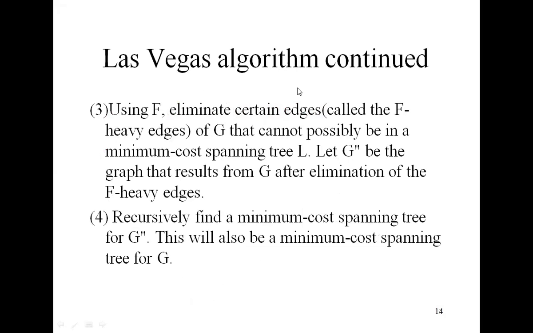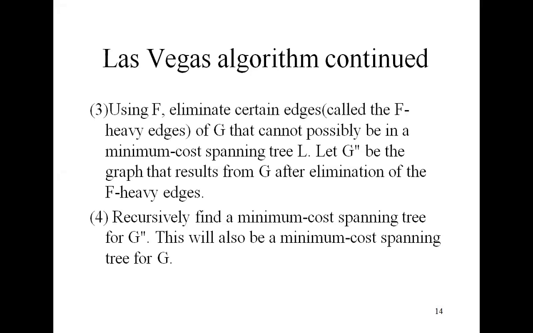In the third step of the Las Vegas algorithm, using F, eliminate certain edges called the F heavy edges. F heavy edges means, in a graph there are several edges, and out of these edges, which edges are more costly, more expensive? Those edges we call F heavy edges. The F heavy edges of G should be eliminated, as they cannot possibly be in a minimum cost spanning tree.